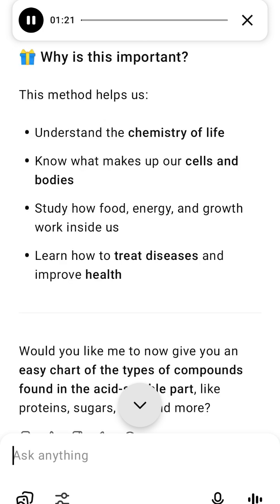Would you like me to now give you an easy chart of the types of compounds found in the acid-soluble part, like proteins, sugars, fats, and more?